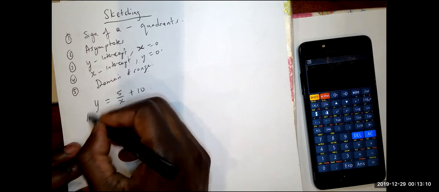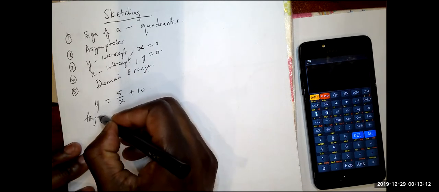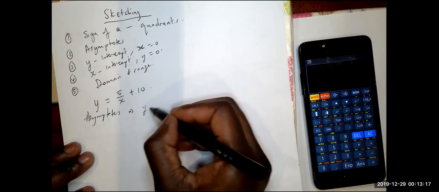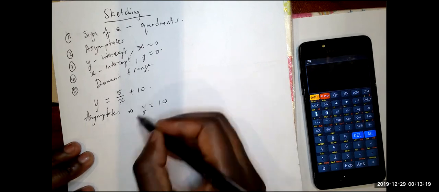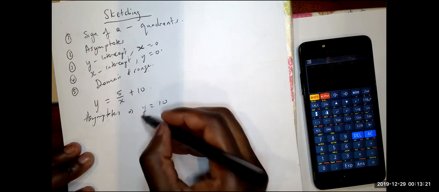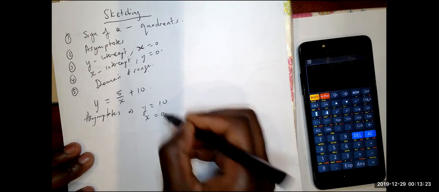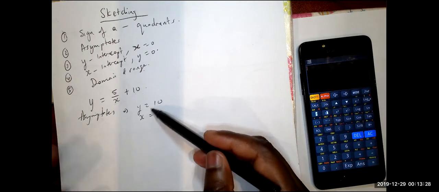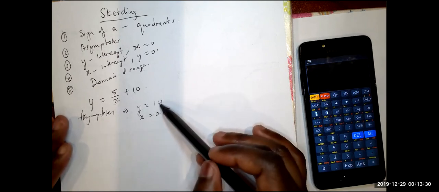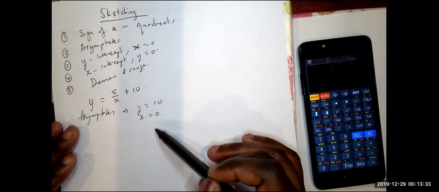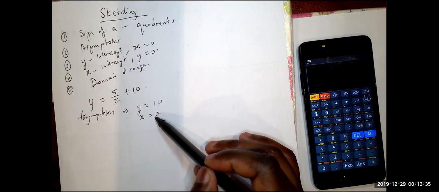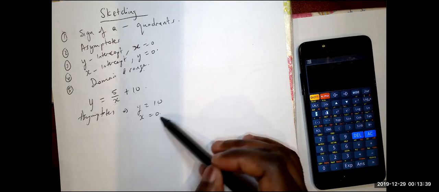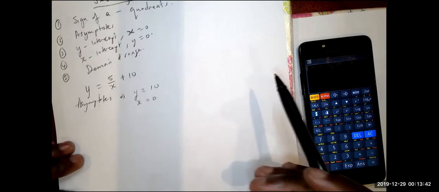So the asymptotes here are y equal to 10, because it's Q, and x equal to 0. So when you draw your graph, you know that your graph must not touch the line y equal to 10. Your function also must not touch the line x equal to 0.